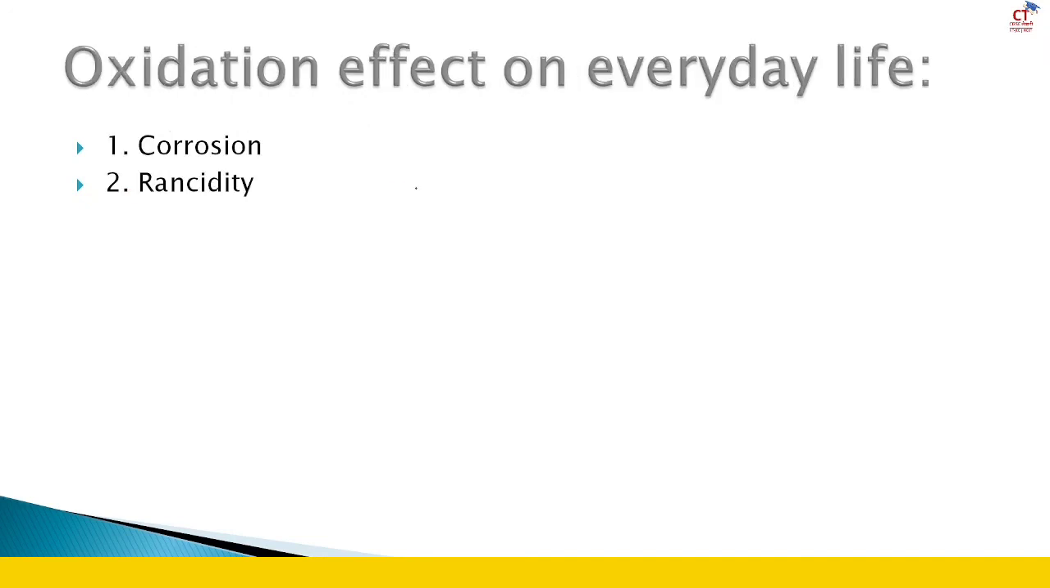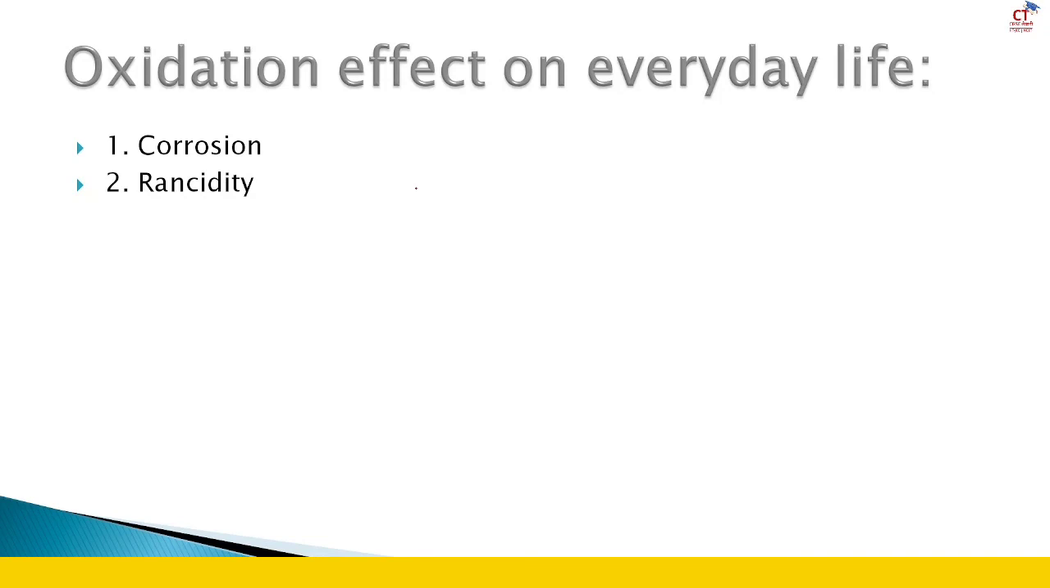Now let's learn about the effects of oxidation. Oxidation has brought about two types of effects in our everyday life. One is corrosion and the second is rancidity. Corrosion. What is corrosion? Corrosion is when metals exposed to moisture, air or water get oxidized. What does oxidation mean? Addition of oxygen, removal of hydrogen. That is, when a metal is exposed to moisture, air or water, a layer of oxides is formed. These oxides cause the weakening of the metal, and thus the metal is said to be corroded.